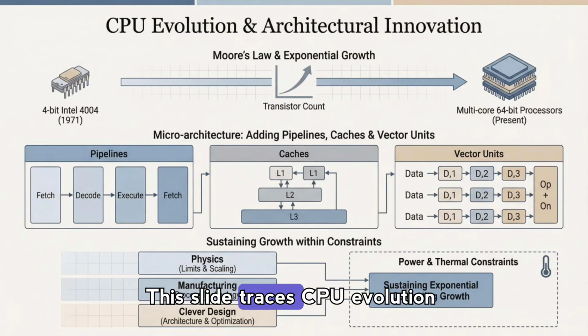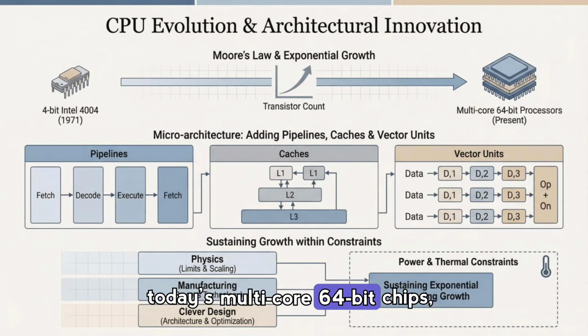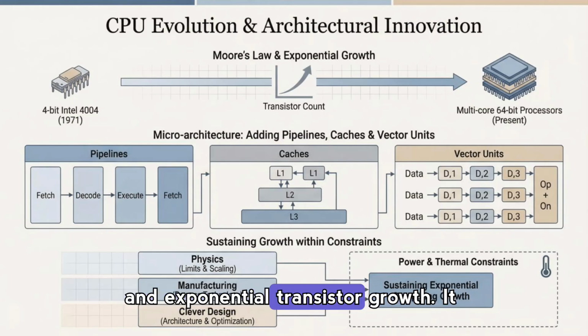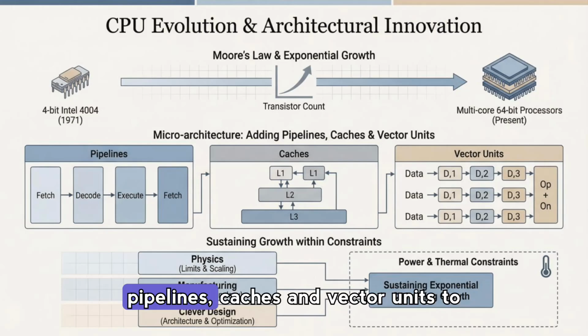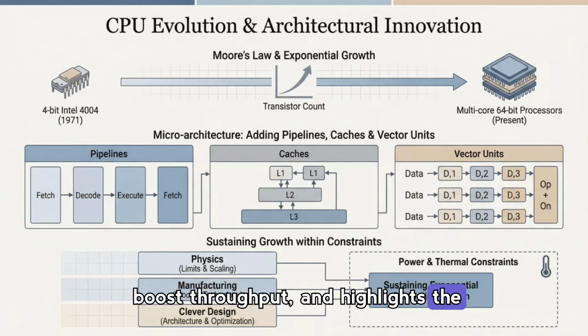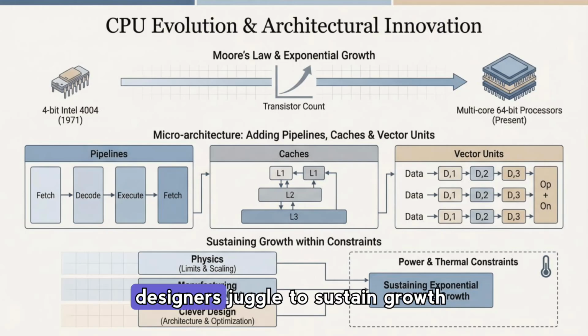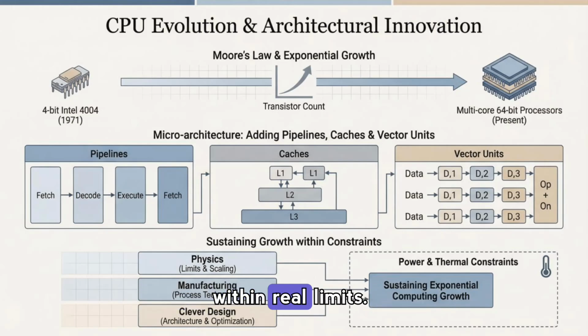This slide traces CPU evolution from early 4-bit designs to today's multi-core 64-bit chips, guided historically by Moore's law and exponential transistor growth. It shows how microarchitecture added pipelines, caches, and vector units to boost throughput, and highlights the practical constraints, physics, manufacturing, and power that designers juggle to sustain growth within real limits.